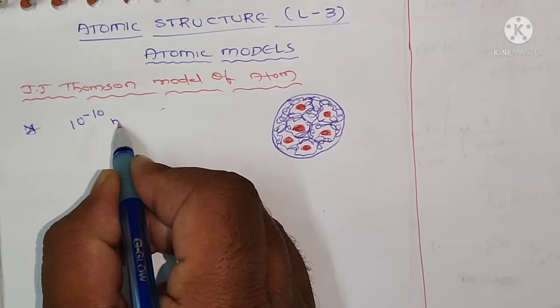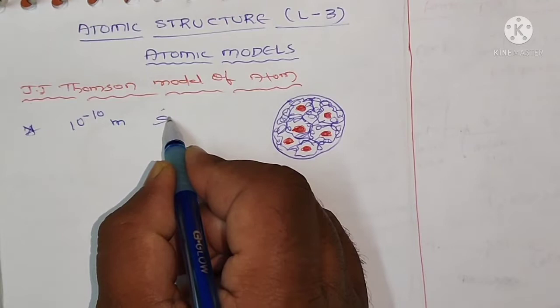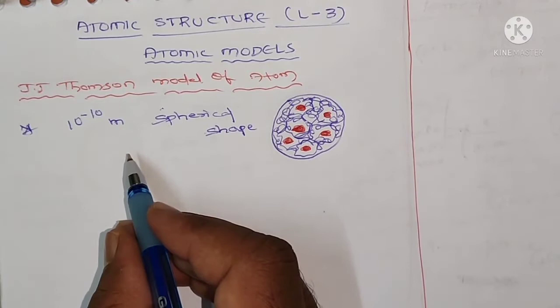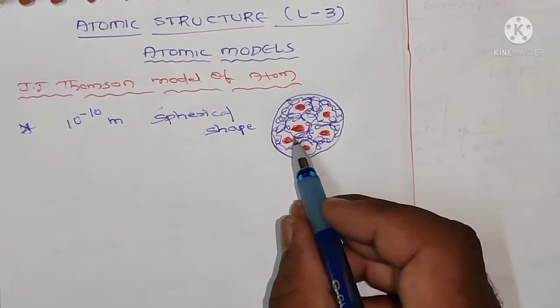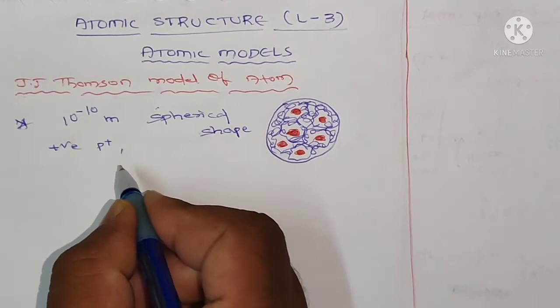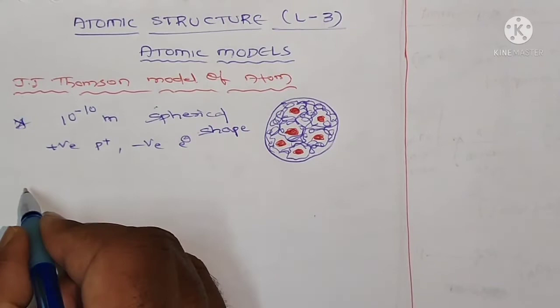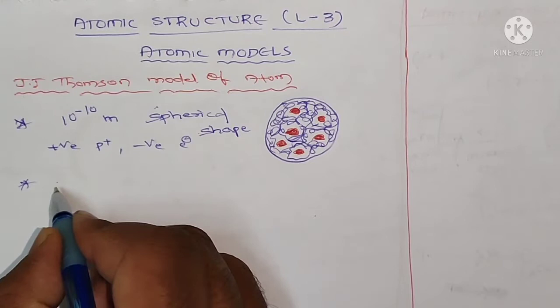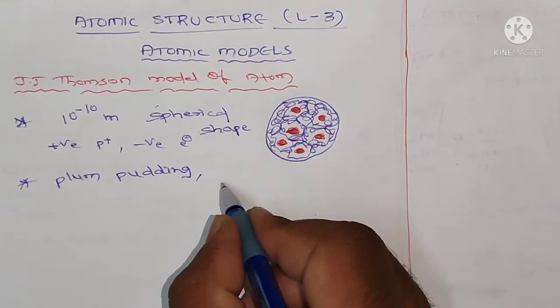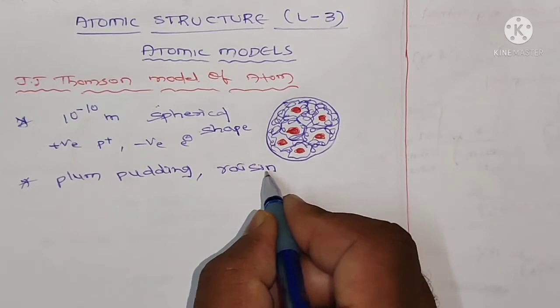So it has a spherical shape, and it contains positively charged protons and negatively charged electrons. This model is also called the plum pudding model, and also the raisin pudding model.